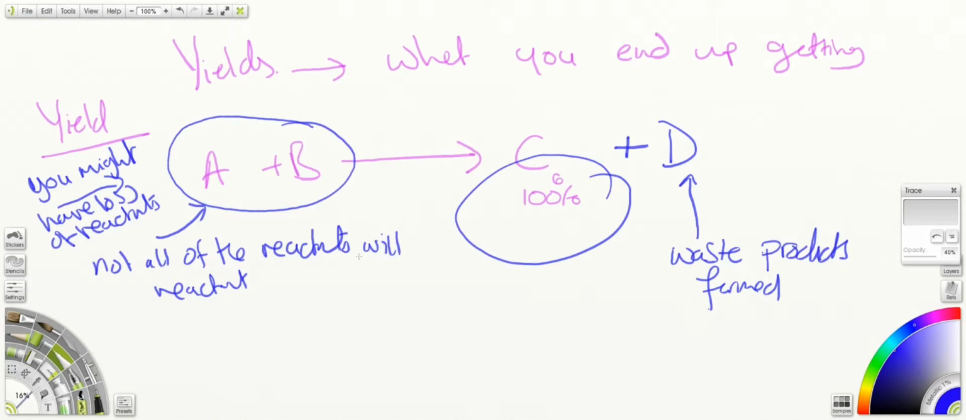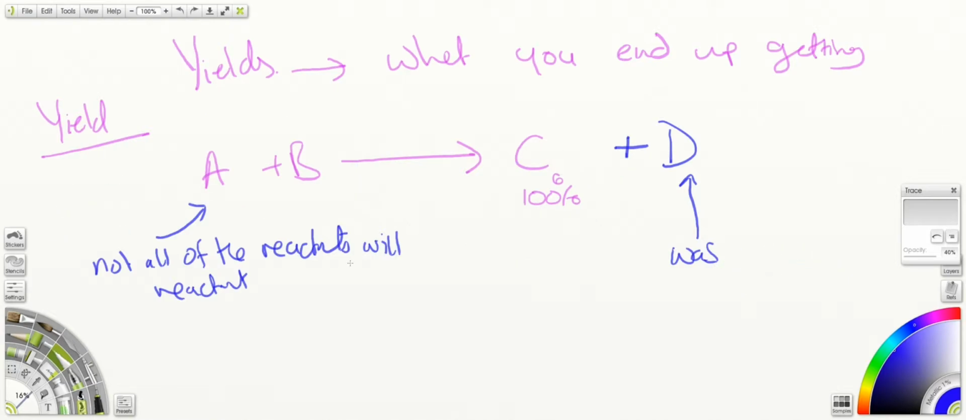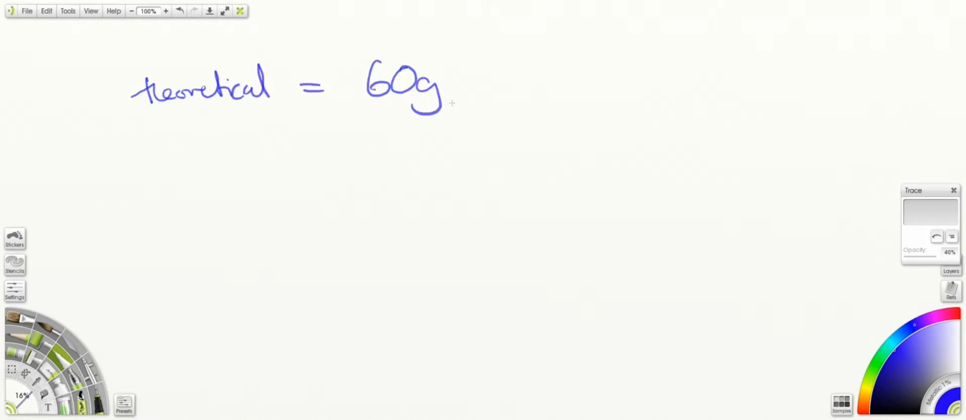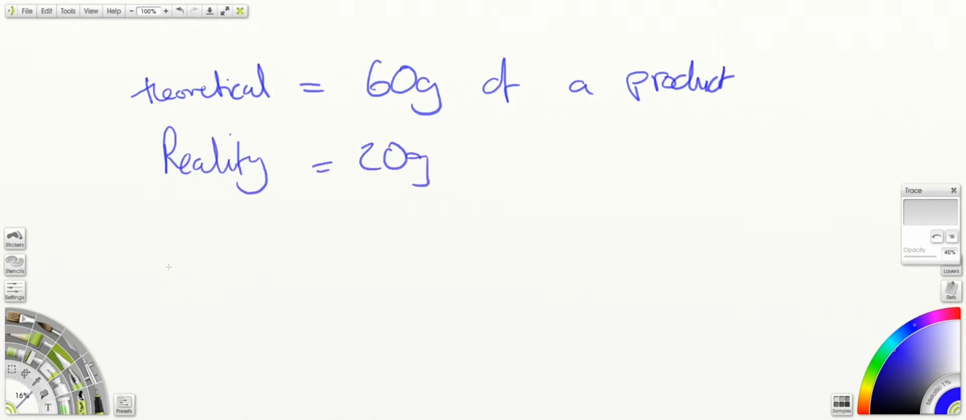So now let's look at the maths. So you need to be aware of that, guys. So let's look at the maths of this now. It's very, very easy. Again, what they're gonna say to you is that you've got a yield. Let's say your theoretical yield. So in theory, you're going to make 60 grams of a product, but in reality you only get 20 grams. So the question is, what is the percentage yield?